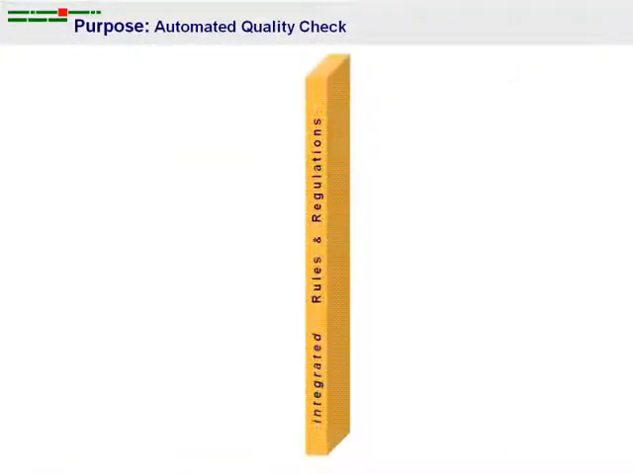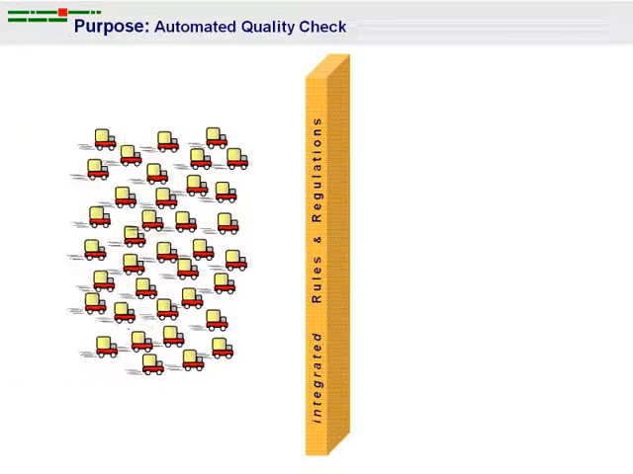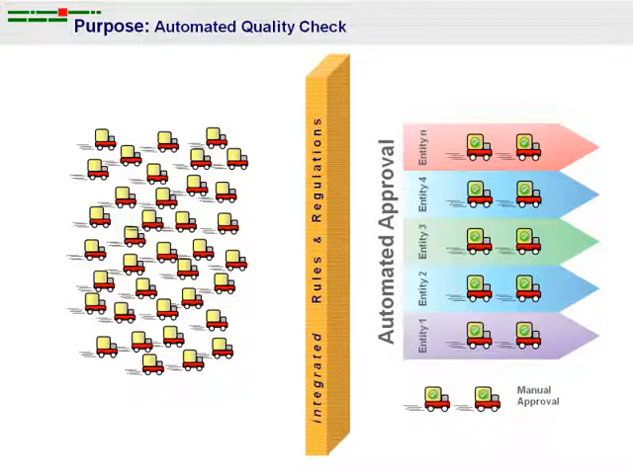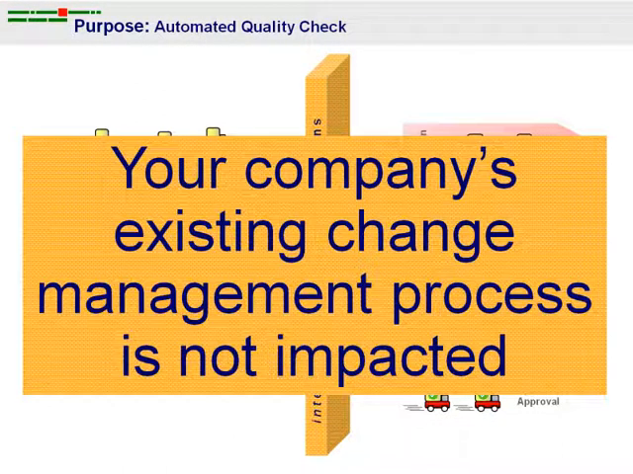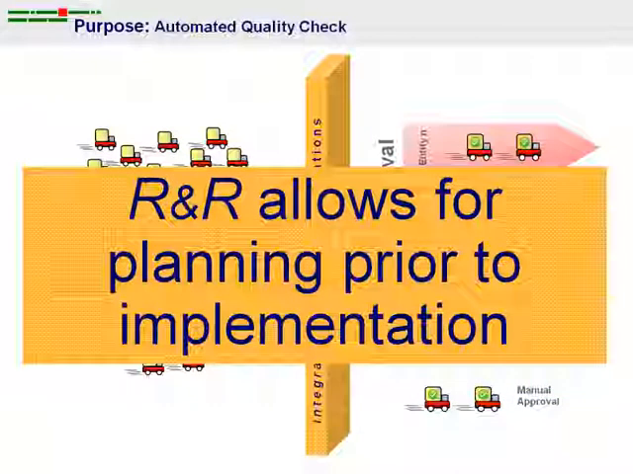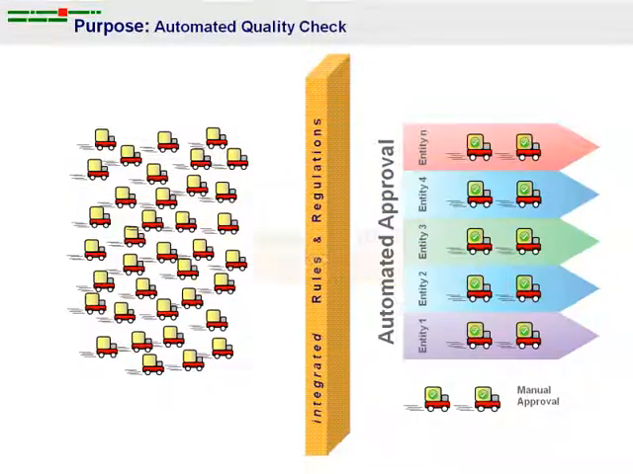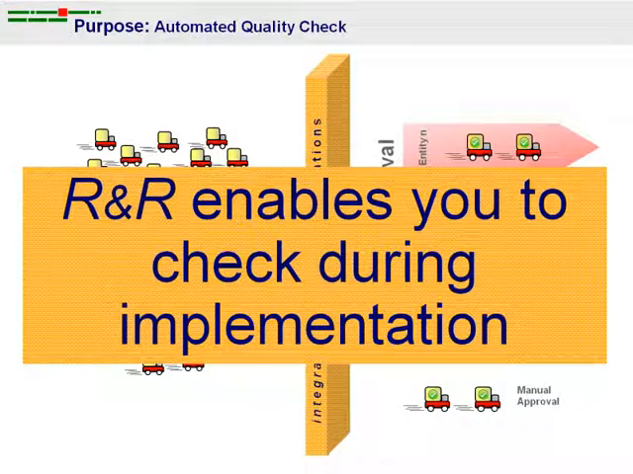R&R will ensure that the approval process for all of your transports is maximally automated. Regular checks will be executed and you will only be informed when manual involvement is required. Let's summarize the benefits of R&R. Your company's existing change management process is not impacted. R&R allows for planning prior to implementation. R&R also enables you to check during implementation.